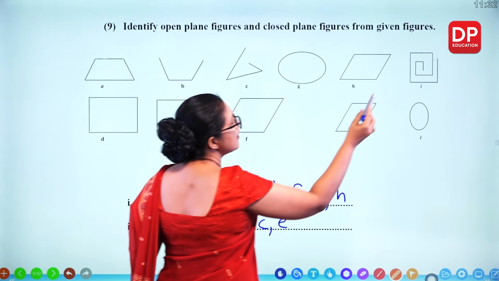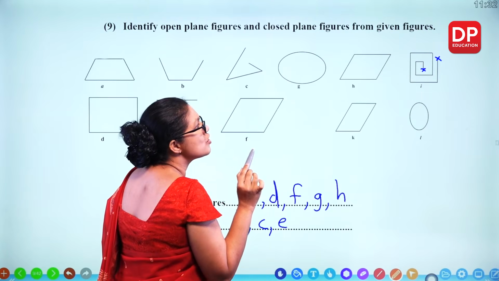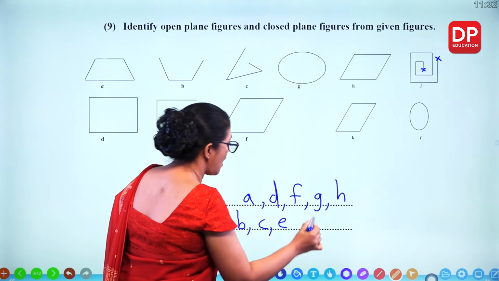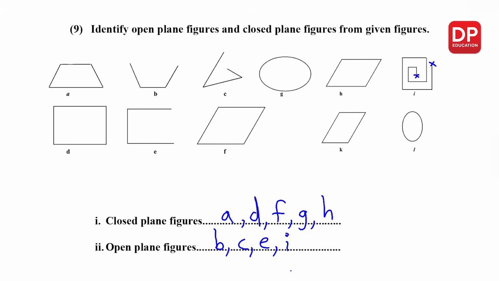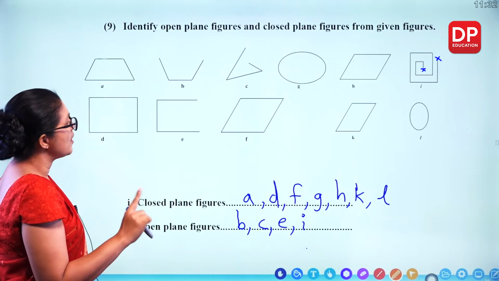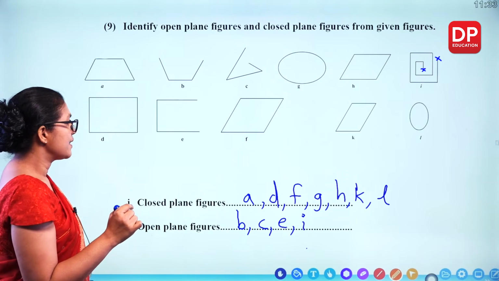I, it's an open one, not finishing at the same point. J is not there. K and L. K is a closed one and L is also closed. So closed plane figures and open plane figures we can identify like that.